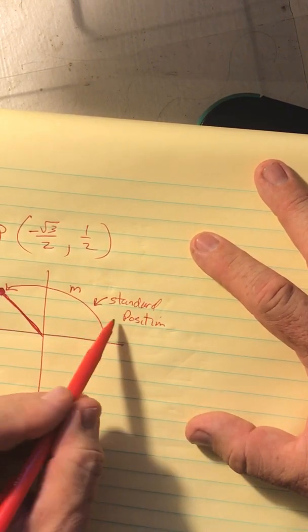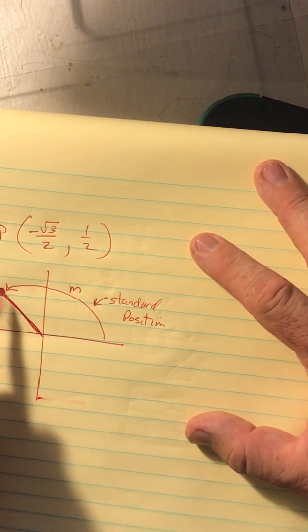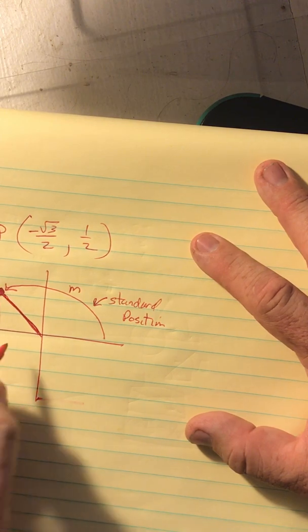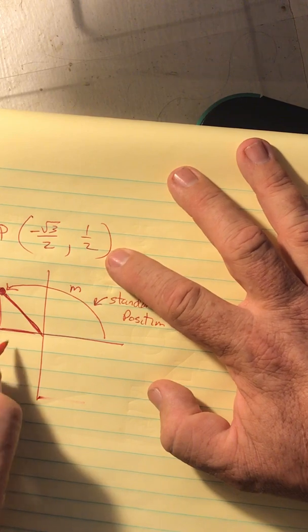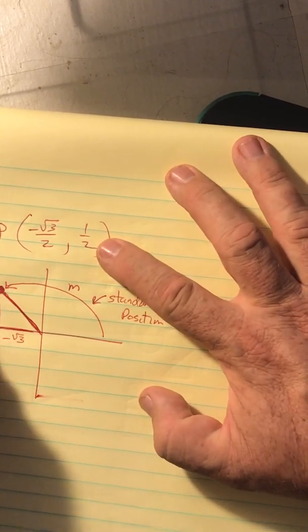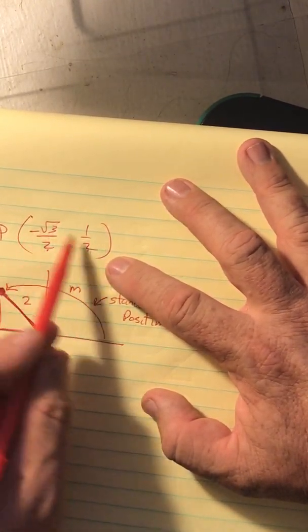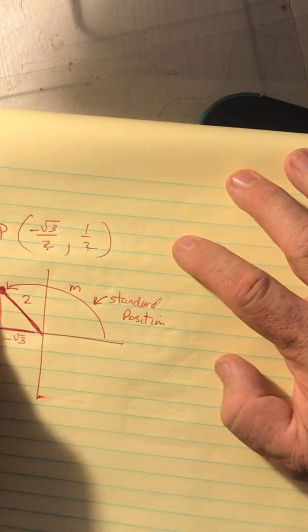I'm writing real funky because I'm trying to keep my hand out of the shadow. This is just your terminal side, and your points create a triangle. So if my points create a triangle, I'm looking at the fact that this is -√3, this is 1, and that's 2. Remember, your denominator, when you're given a point on the unit circle, is always your hypotenuse. So this is what I'm looking at right here.